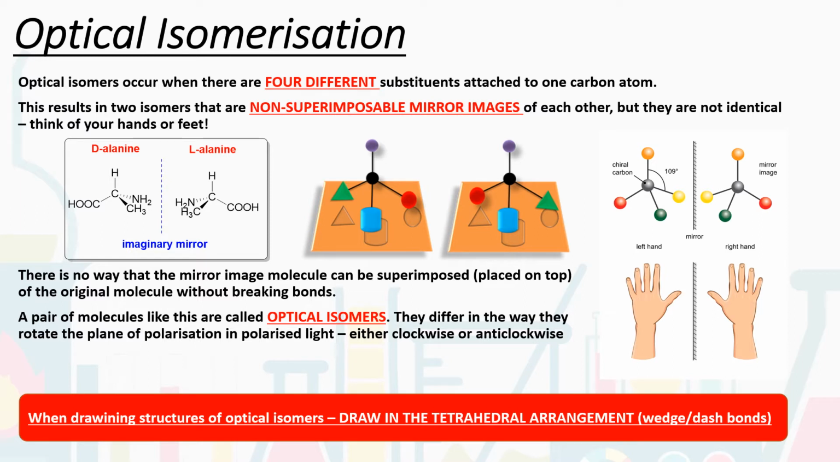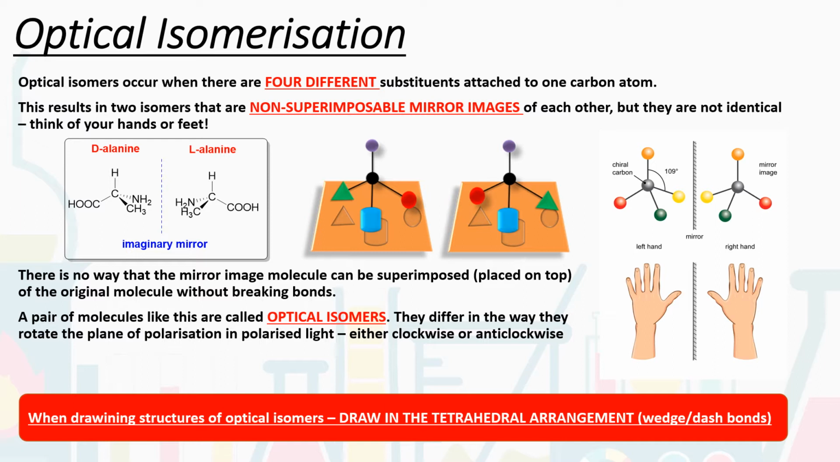So this is why this is a form of stereoisomerism rather than structural isomerism, because we haven't broken bonds. We have isomers that have the same connectivity, but just different arrangements of those atoms. And so a pair of molecules like this is called optical isomers, and they differ in the way that they rotate the plane of polarized light. And we'll see this in the next slide. It either goes clockwise or anti-clockwise.